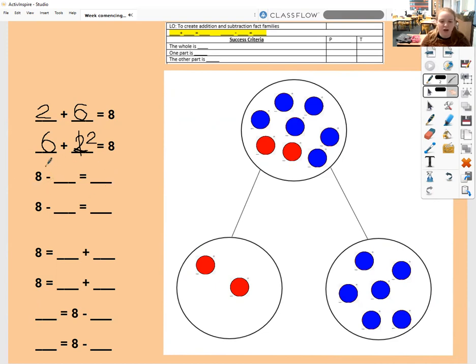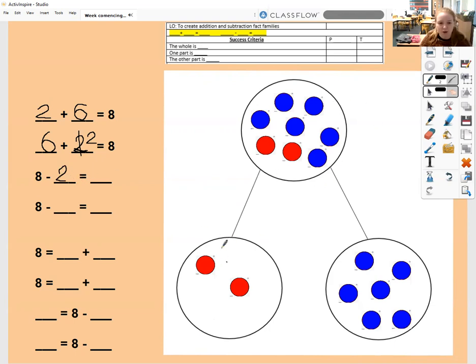This time we're going to look at a number sentence with a subtraction. So in a subtraction, we know that our whole goes before our subtraction symbol. So our whole is 8 and is before our subtraction symbol. So 8 subtract one of our parts. So should we start with this one? 8 subtract 1, 2. 8 subtract 2 equals our remaining part.